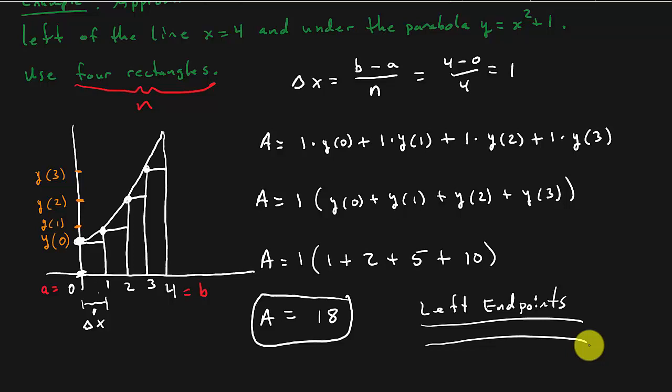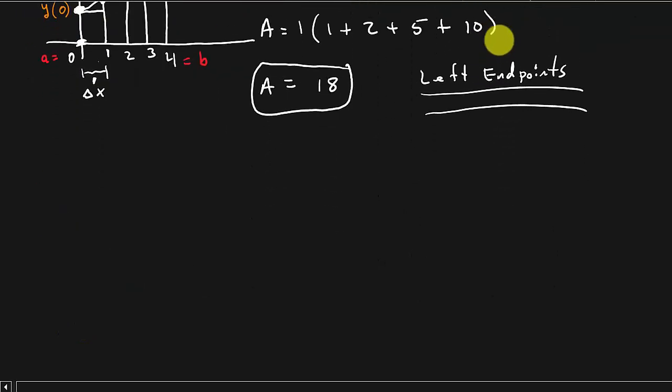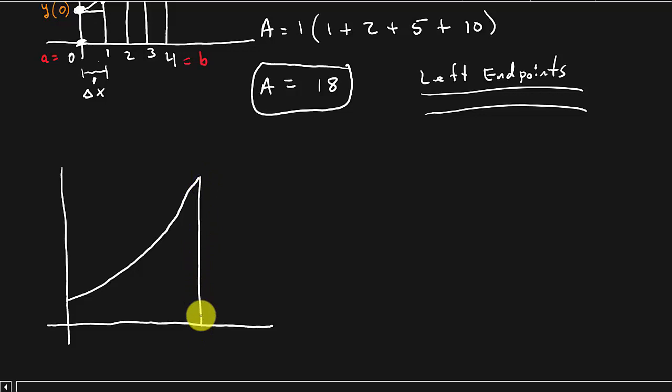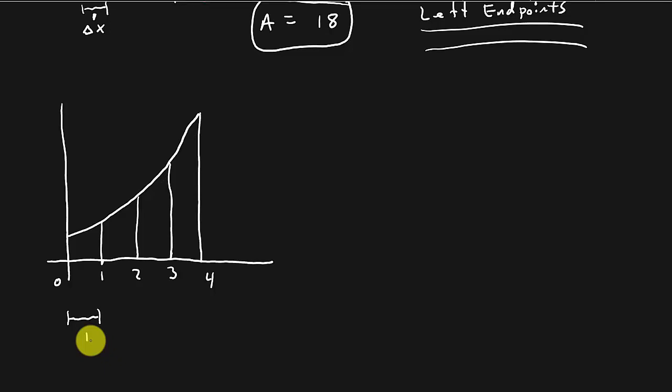So in order to do that, to set everything up, delta x is going to be the same. We'll find delta x just like before, which I'm not going to show the work, but let's go ahead and draw our graph again. We're going from 0 to 4. I've got 1, 2, 3, 4. Delta x, the width of each rectangle, is 1. So you know how to set all that up. It's just like what we did with left endpoints. All right, so now let's use right endpoints.